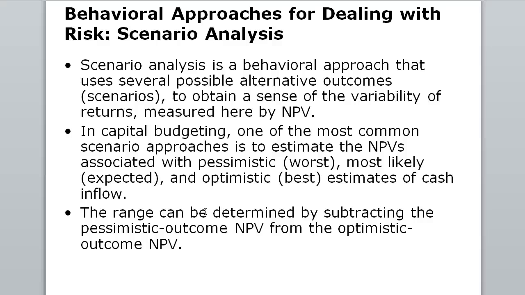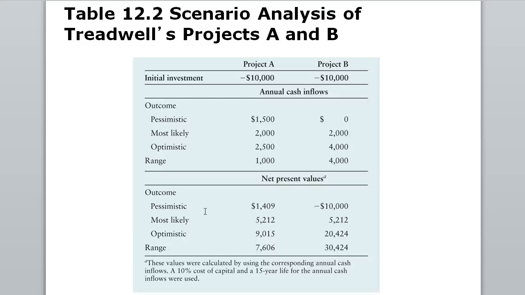So the range can be determined by subtracting the pessimistic outcome from the optimistic outcome, making it a range of the net present value. So here we could see that for project A, here are our 3 cash flows: pessimistic, most likely, optimistic, and the range is 2,500 minus 1,500, or 1,000. On project B, which is riskier, we have a pessimistic of 0, then 2,000, and 4,000, and the range being 4,000, which is 4,000 minus 0. So the bigger the range, the higher the variability or risk.